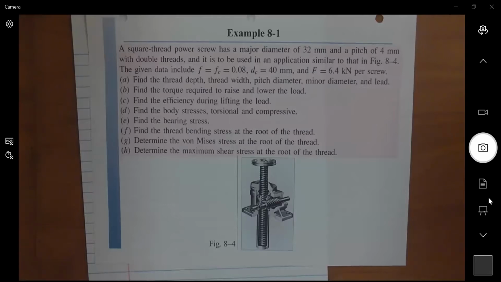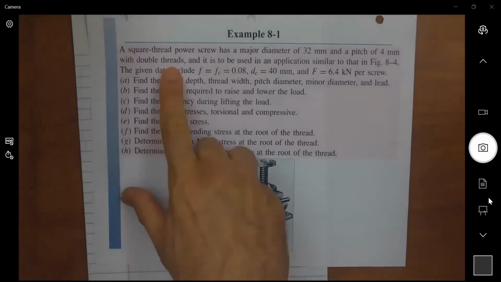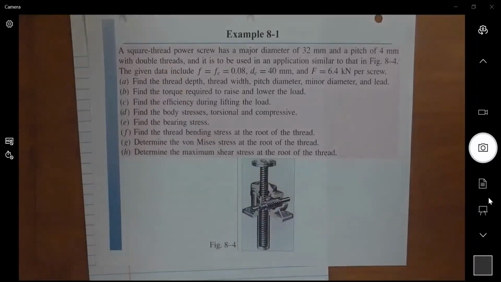When I have a single thread, every time I go through one full rotation, the screw would advance a distance that is equal to the pitch. In other words, the lead is equal to the pitch. If I have a double thread, that would mean with every one turn, I'm going to advance twice the pitch. Or in other words, the lead is going to be equal to 2p.